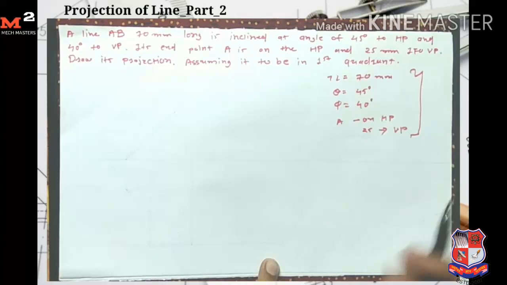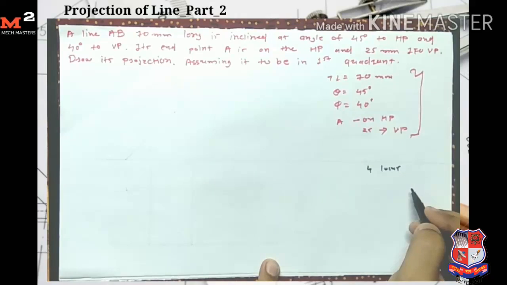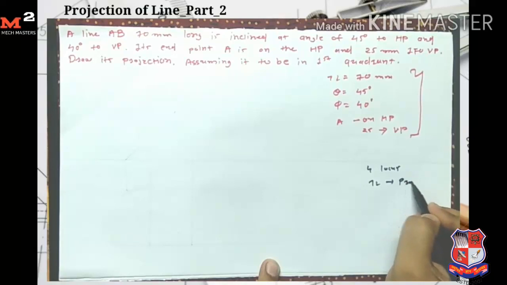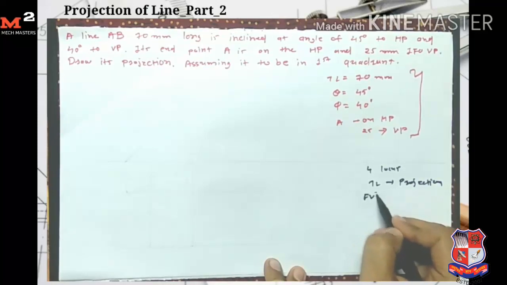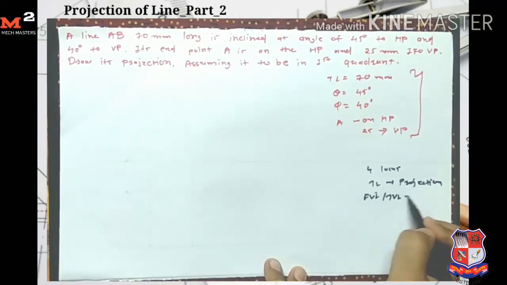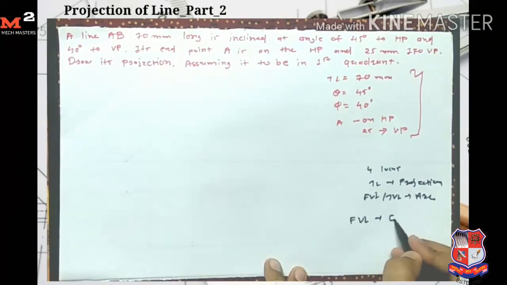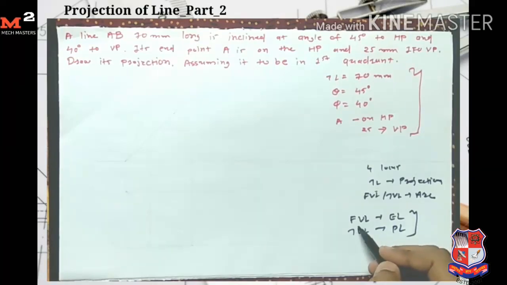To solve this problem, first we need to find the 4 loci: locus of A dash, locus of B dash, locus of A and locus of B. After that, from the true length I draw the projection, and from the front view length and top view length I draw the arcs. Here the front view length is also called the elevation length and the top view length is also called the plan length, so no need to get confused.